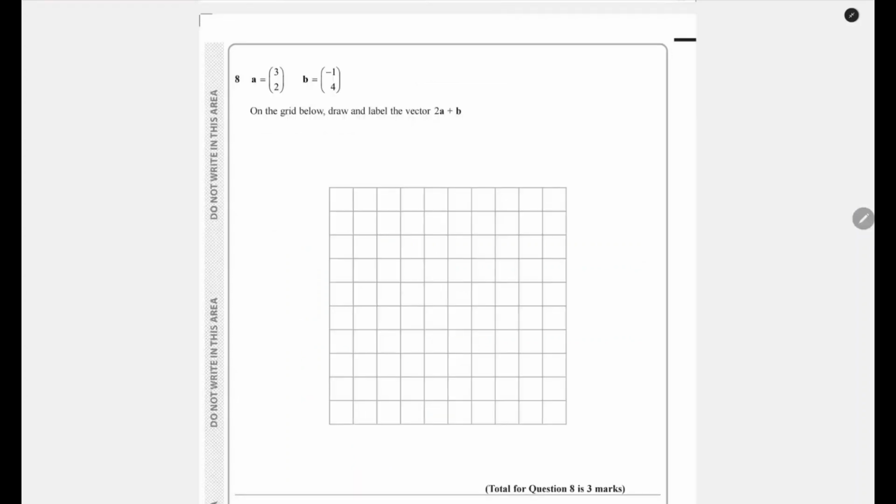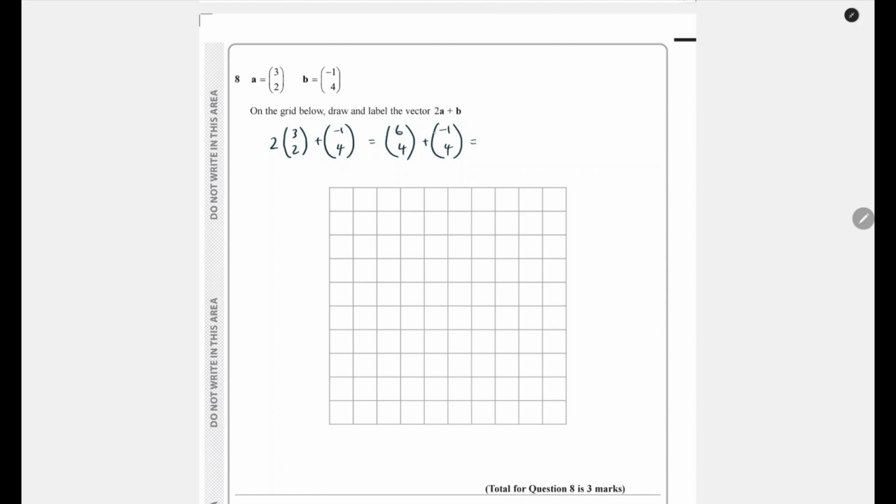Question 8 is about vectors. A is (3, 2) and B is (-1, 4). On the grid below, draw and label the vector 2a plus b. Well, 2a is just 2 multiplied by the vector a, which is (3, 2), plus b, which is just (-1, 4).